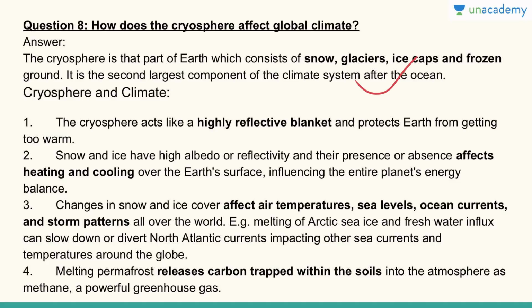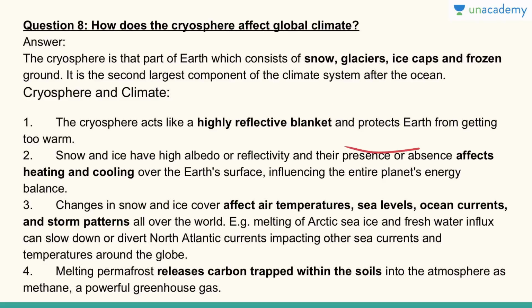So cryosphere acts like a highly reflective blanket and it protects the earth from getting too warm. So that is the first point. It is a very important point. Then snow and ice have very high albedo value. So it means that majority, more than 90% of the sunlight which strikes the snow, it gets reflected back.